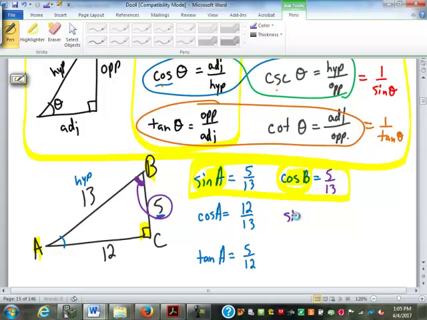The sine of angle B is going to be, well, from angle B, what's the opposite side? 12 over the hypotenuse of 13. Again, the sine of B equals the cosine of A because they're complements. Now the tangent of angle B is opposite over adjacent. So from B, the opposite is 12, the adjacent is 5.